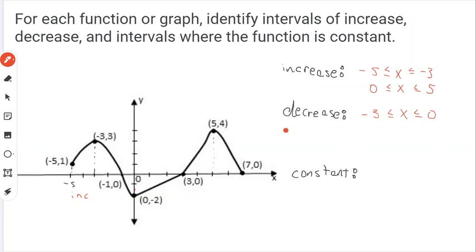And then the function starts decreasing again. It goes down all the way from x is 5 to x is 7. So we'll say x is between 5 and 7. And that's it. We're done. We're moving from the left all the way to the right, and we're following the function as it goes up and as it goes down. And since the function is never flat, we don't have any intervals of the function being constant, just increasing and decreasing.